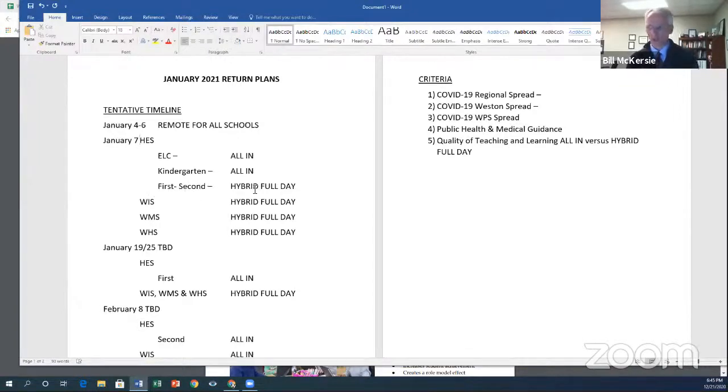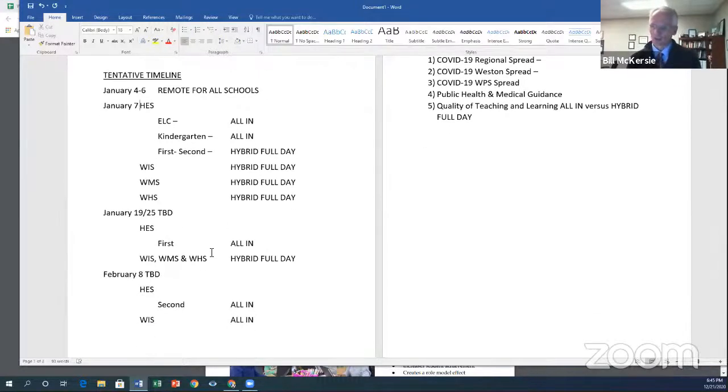First through second grade would be a hybrid full day, as would be the rest of the district. WIS, middle school and high school would be hybrid full day. Coming down into January 19th or 25th, to be determined, we would have Hurlbut first grade all in, and then the rest of the district staying hybrid full day.